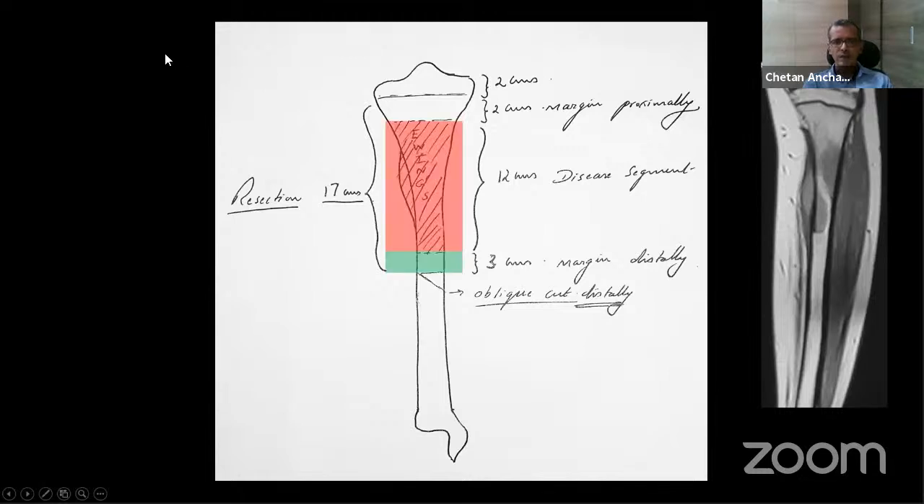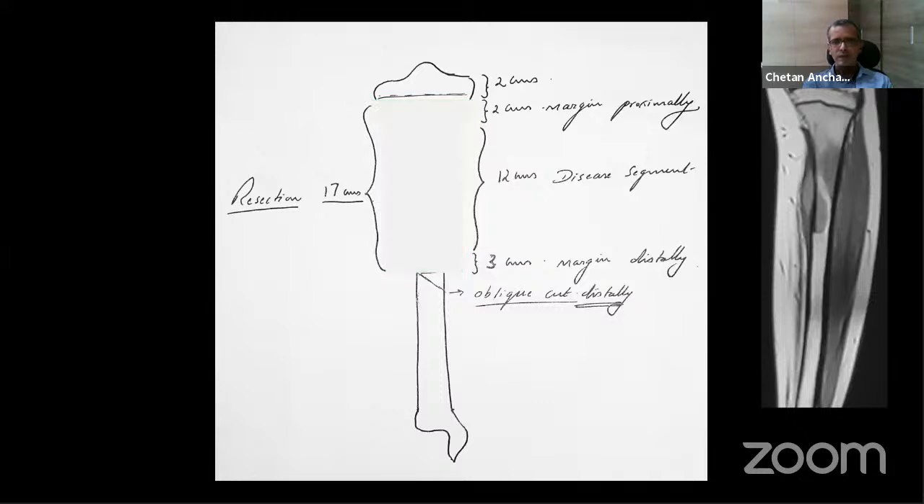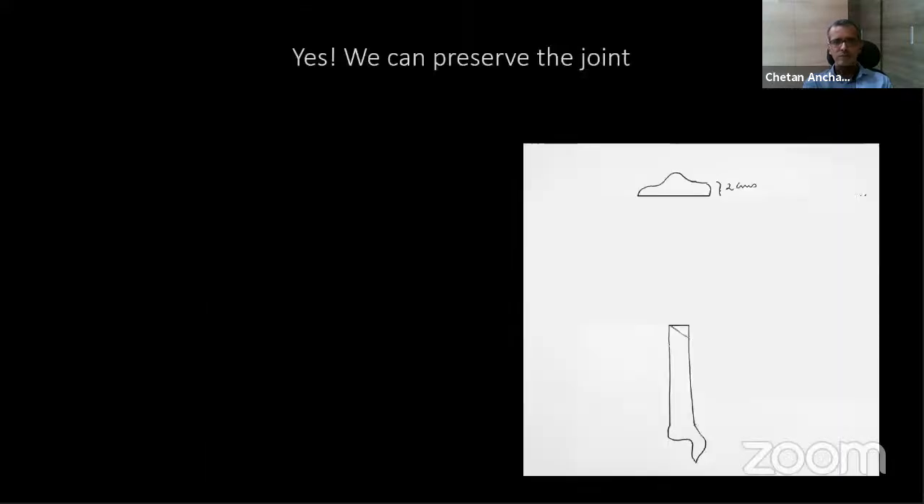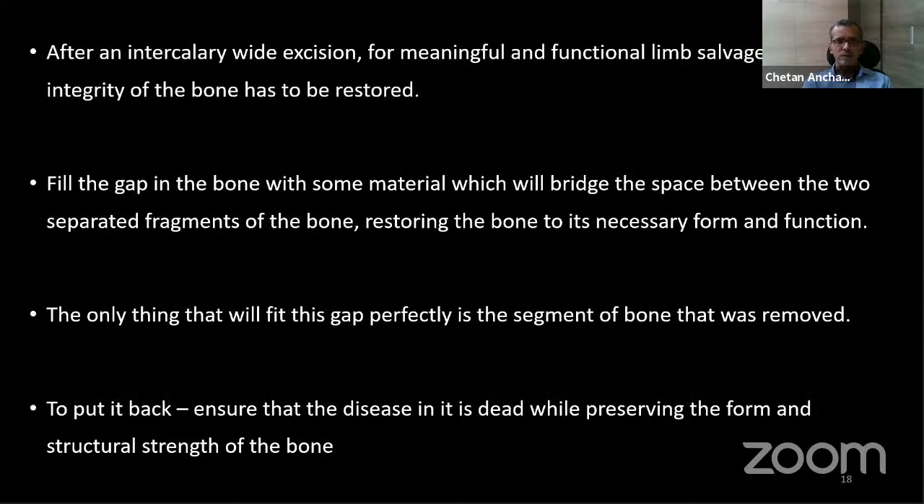So that is the disease in pink. These green bands are the margins. And when you resect, that is the defect that you are left with. So yes, in this case, we can definitely preserve the joint and still achieve a wide excision. Now the issue is about reconstruction.